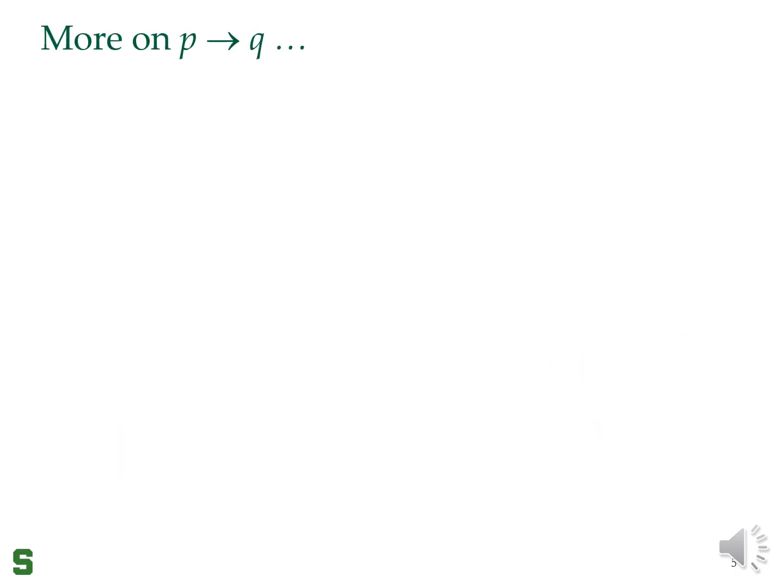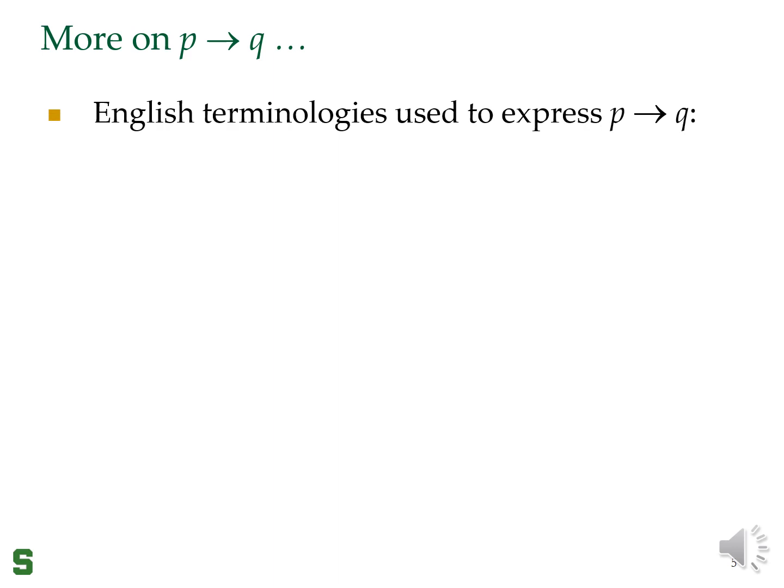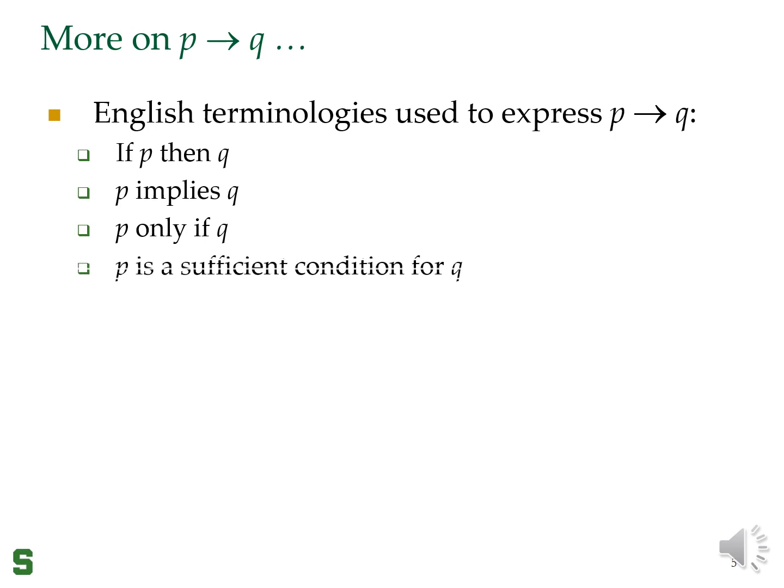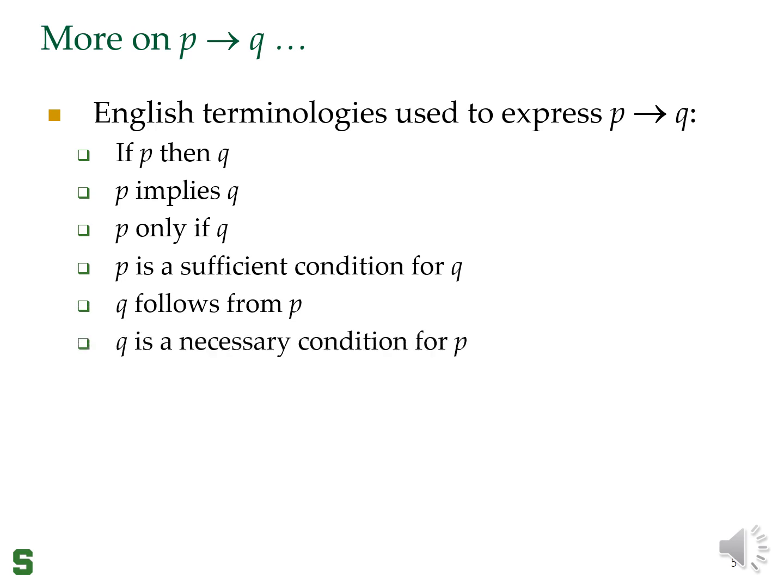Some more things on P implies Q. The English terminology, we write this as P arrow Q, or we can write it as if P then Q. We also write it as P implies Q. We also write it as P only if Q. P is a sufficient condition for Q. Q follows from P. Q is a necessary condition for P. Q if P, and so on.